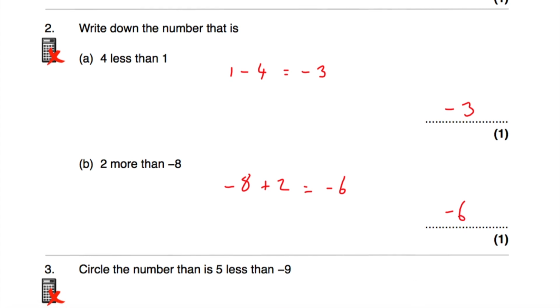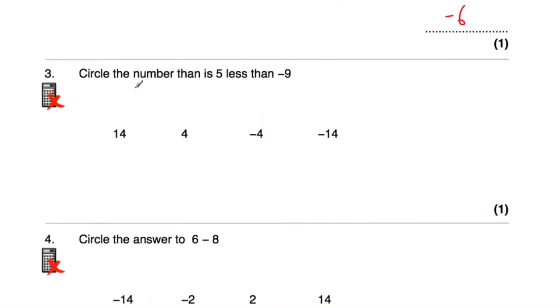Okay, let's have a look at question number 3. Question number 3 says, circle the number that is 5 less than negative 9. So that's negative 9 take away 5. That's 5 less than negative 9. So let's go down 5 from negative 9. So it's going to be negative 10, negative 11, negative 12, negative 13, negative 14. So the answer would be negative 14.